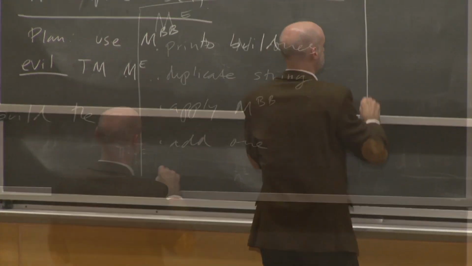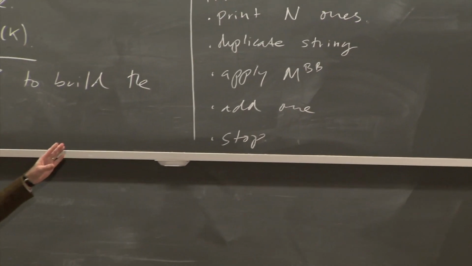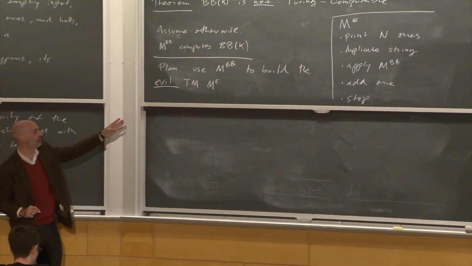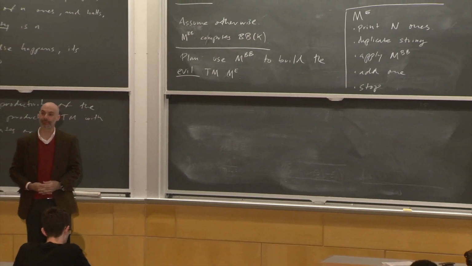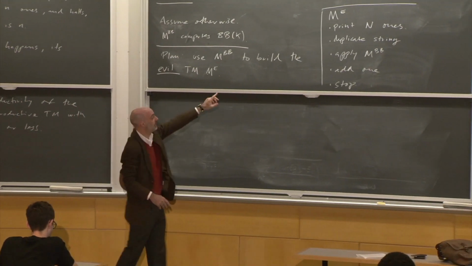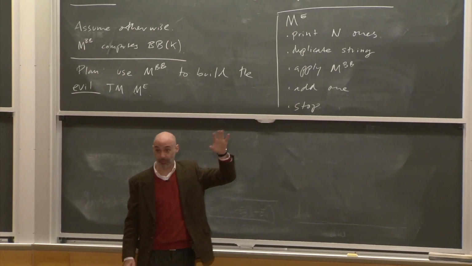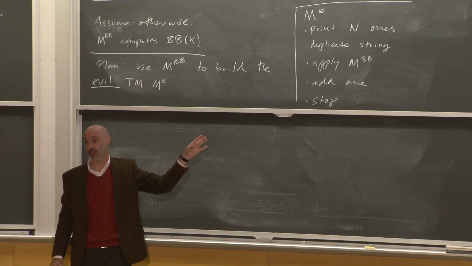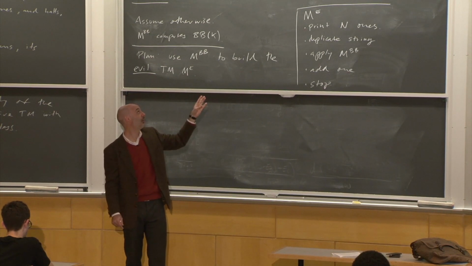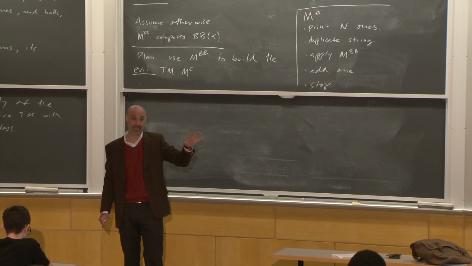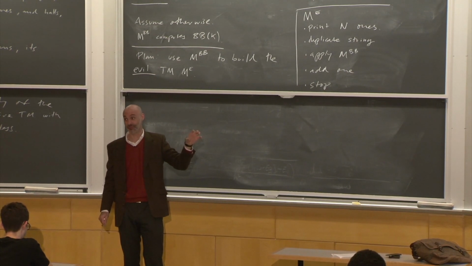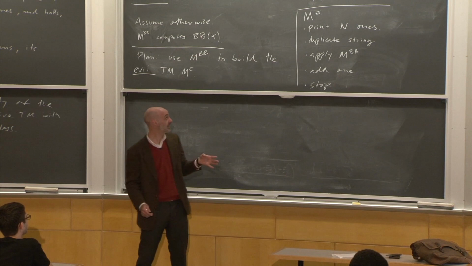Super simple. That's all it does. So: print n 1s, duplicate string, apply busy beaver, add 1, and stop. Now, something to note here is that n here is fixed. So n is not the input we give it. This is what it does on an empty input. So in specifying the program, we have to say in advance what number n is going to be exactly. And I have not yet given you enough information to know what it is. The one thing I've said, and that's going to be crucial, is that n is large. So I'm going to go on, and then I'm going to come back to tell you just how big n needs to be.